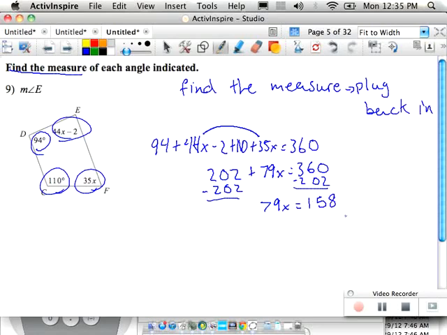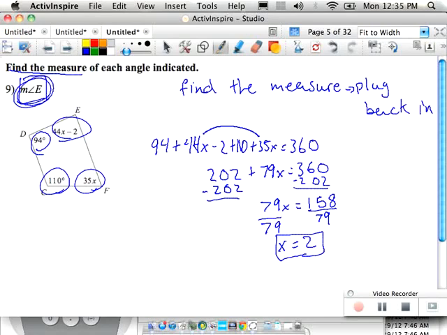Now, I'm kind of expecting this, but this should come out evenly with most of these problems. So I know that when I divide that by 79, it's actually going to equal 2. And if you check that with a calculator, you would find that 158 divided by 79 equals 2. Now that's helpful. We know x equals 2, but that's not the question.